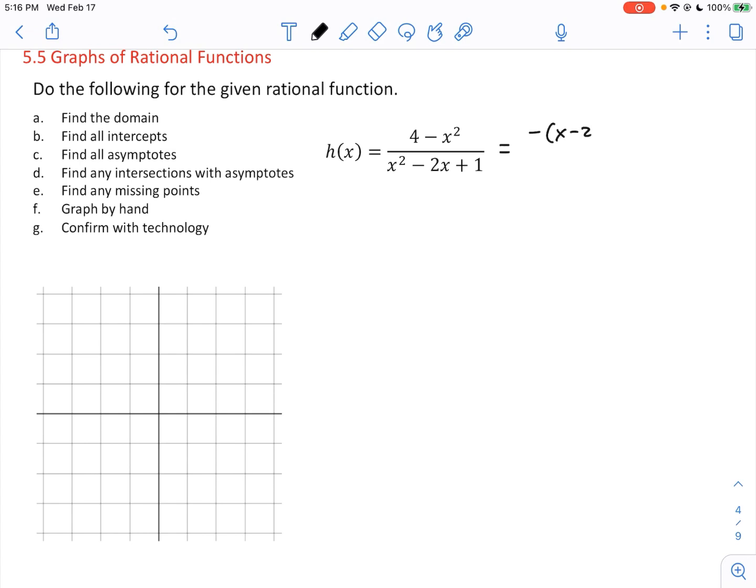So it's x minus 2, x plus 2. The bottom just factors to x minus 1 squared. And let's do domain. The domain of the function h is that x cannot be 1. Let's go now to the intercepts.